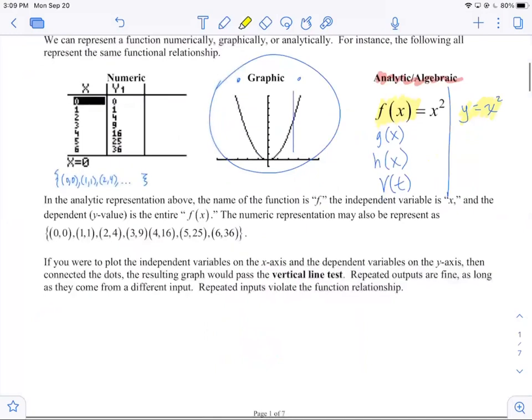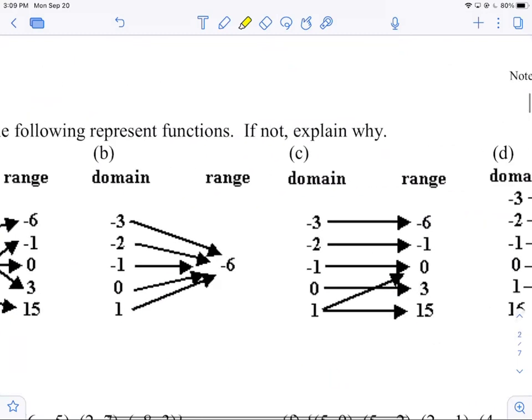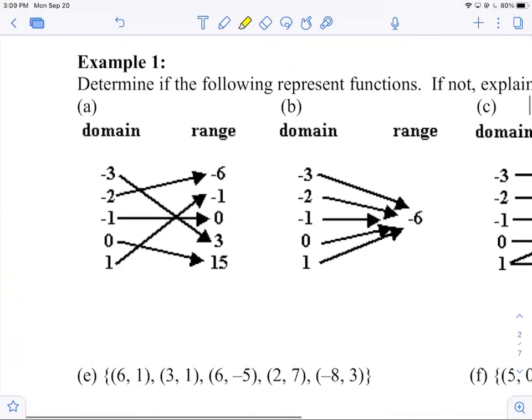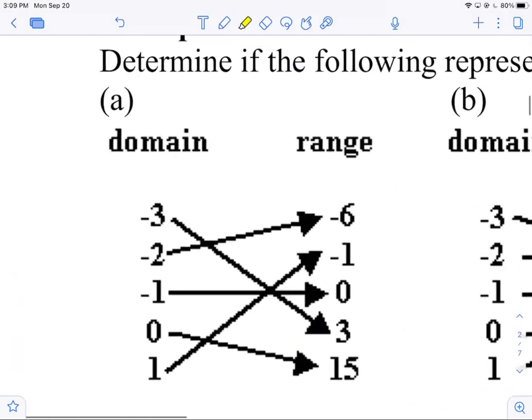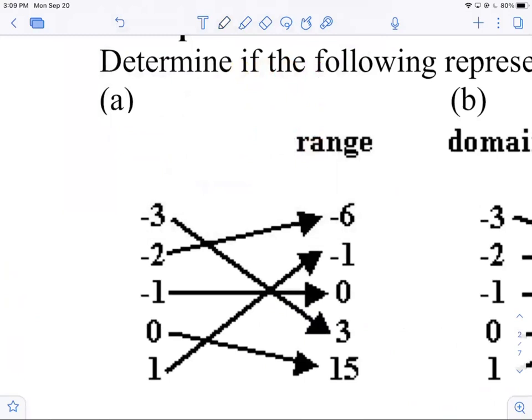All right, so let's go ahead and jump down to number one, the example one. It says determine if the following represent functions or not. Explain why if not. Now, I've been meaning to change this, so we'll change this officially on the video. Go ahead and cross out domain and range. The reason you can cross out domain and range is because domain and range kind of assumes that we already have a function. We don't really use the term domain and range unless we're talking about a function already. So let's just change it to input.